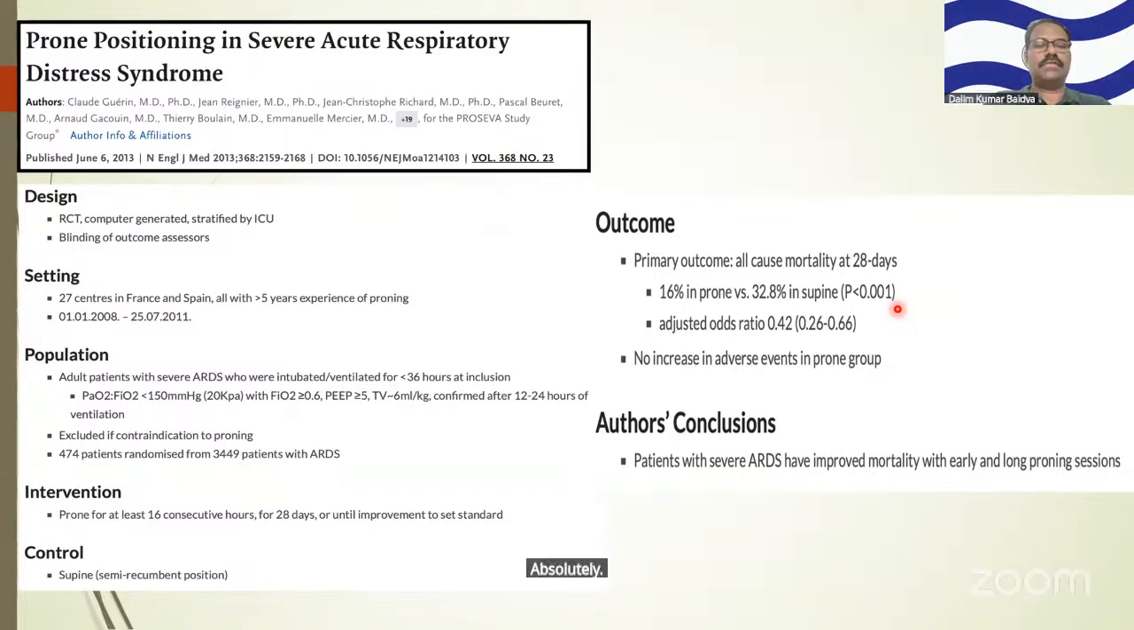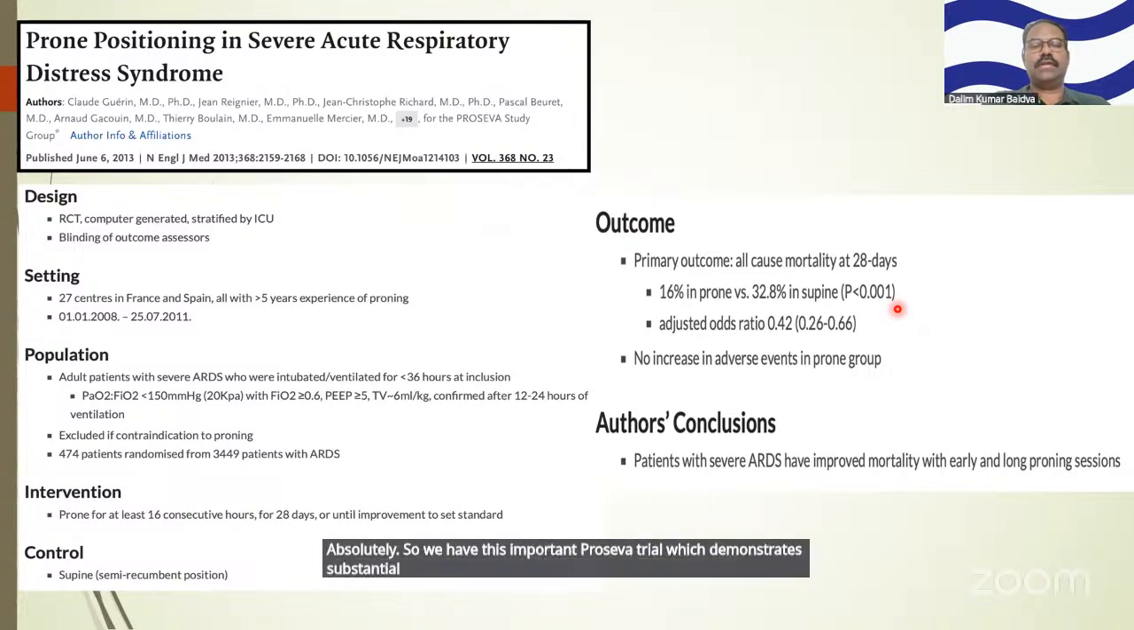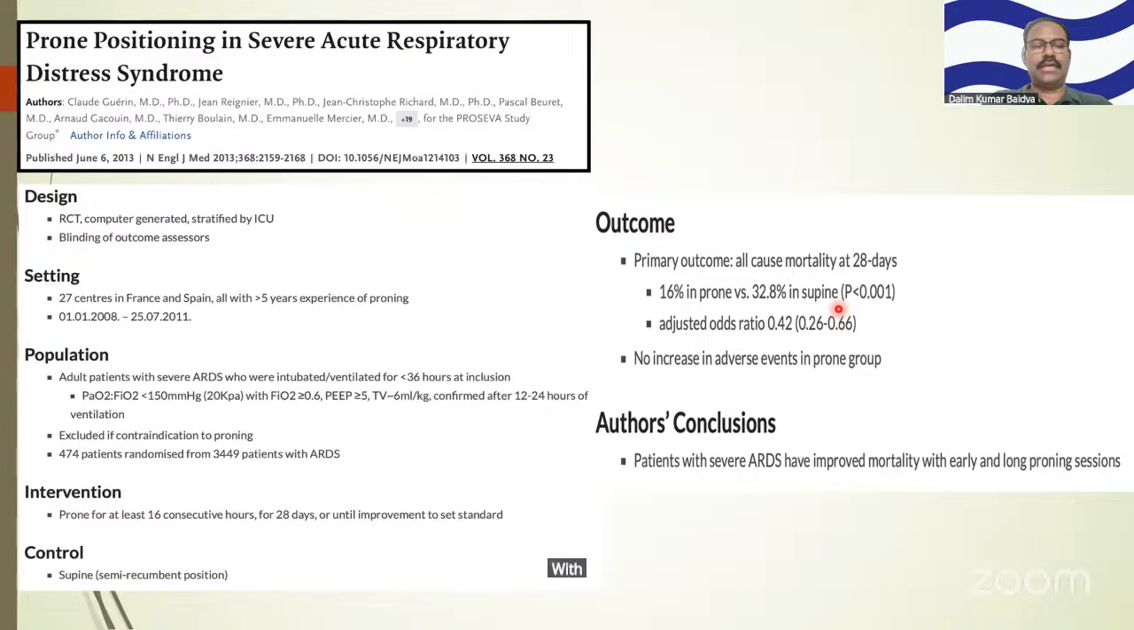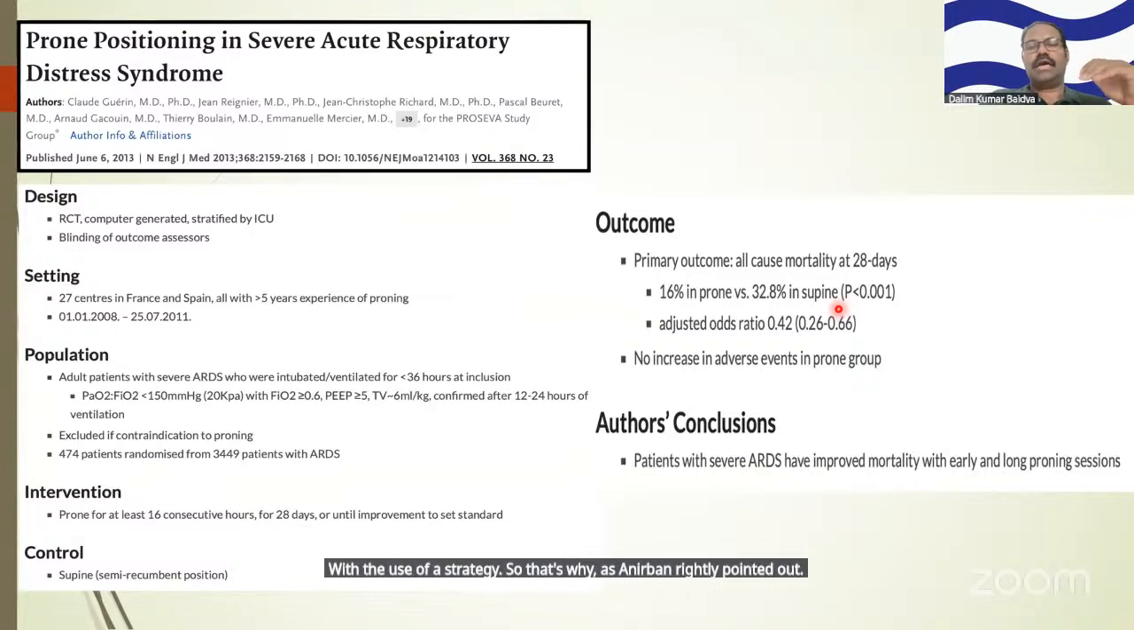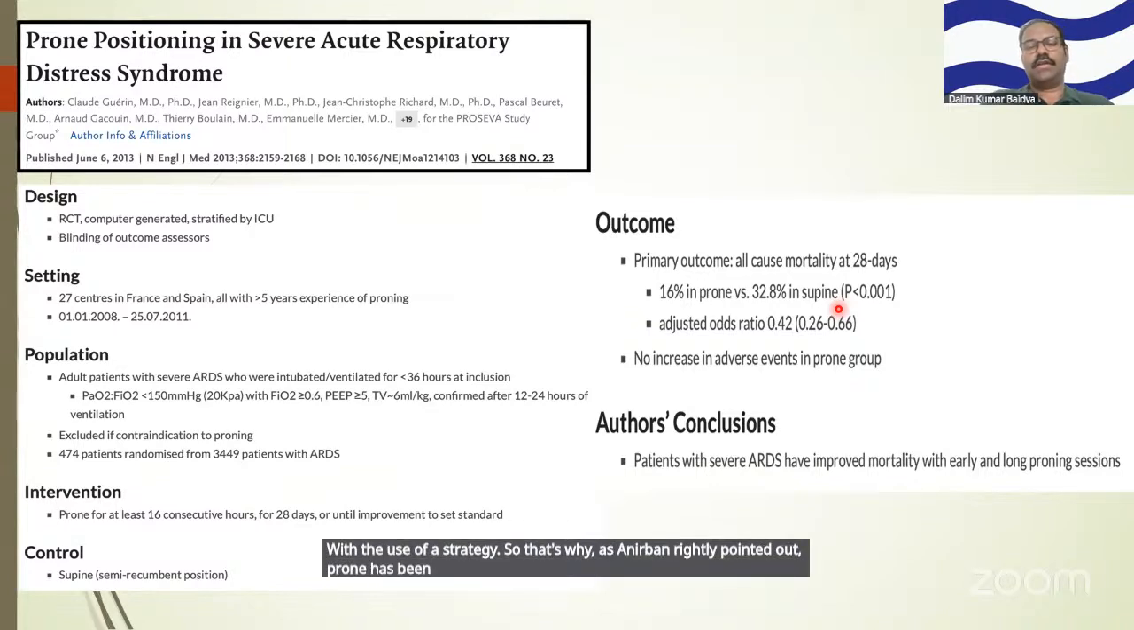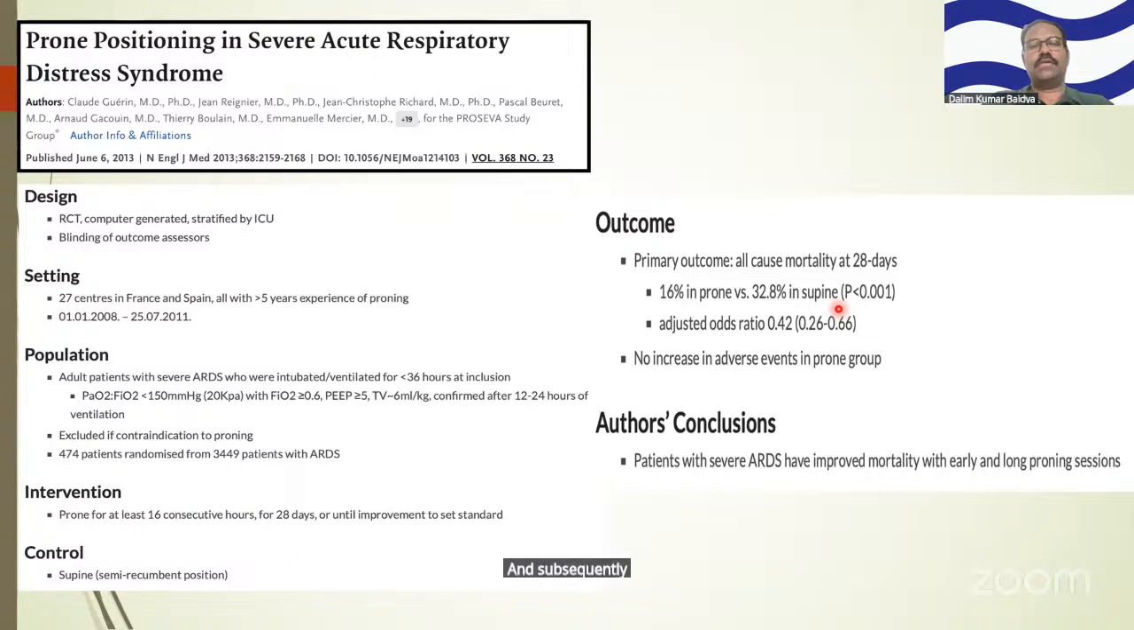Absolutely. So we have this important PROSEVA trial which demonstrates substantial mortality benefit with prone ventilation, 16% in the prone group versus 32%. There will be very few trials in the history of critical care which lead to almost 50% relative risk reduction of mortality with the use of a strategy. So that's why, as Anirban rightly pointed out, prone was considered a kind of rescue strategy before the PROSEVA trial in 2014, and subsequently prone was popularized during the COVID pandemic.